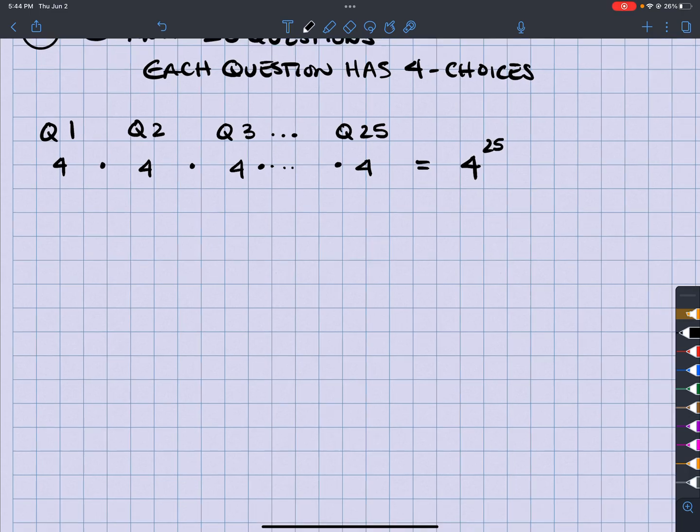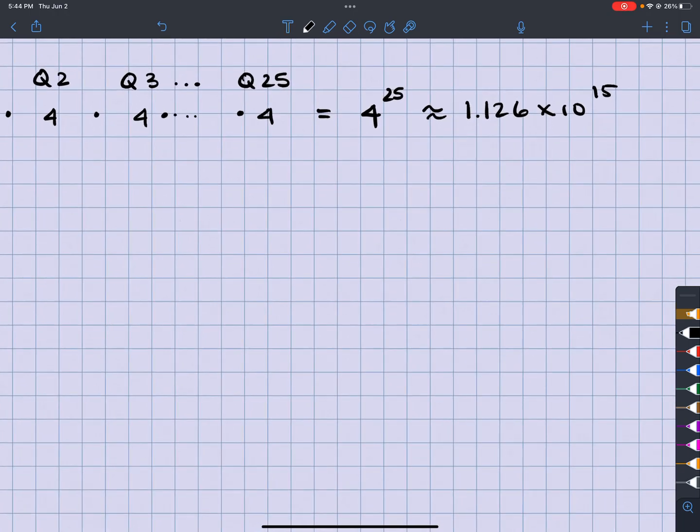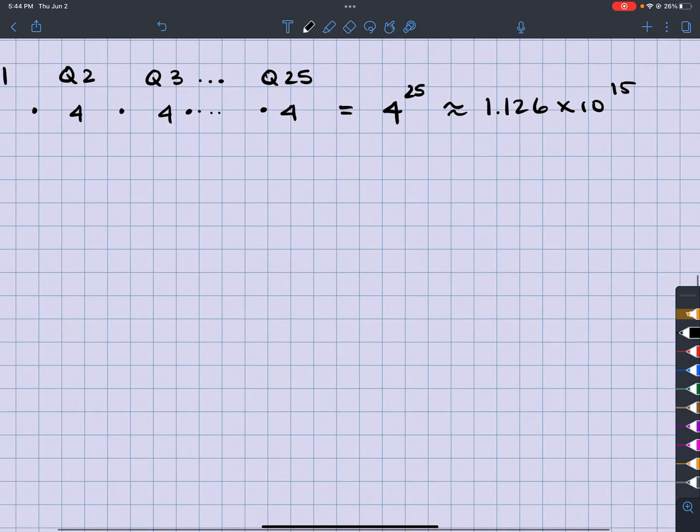So let's say that this number is approximately 1.126 times 10 to the 15th. Okay, if that is the case, this part right here of times 10 to the 15th means that you are times 10 to the 15th. There we go. That looks better, right?